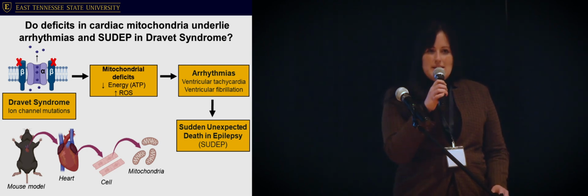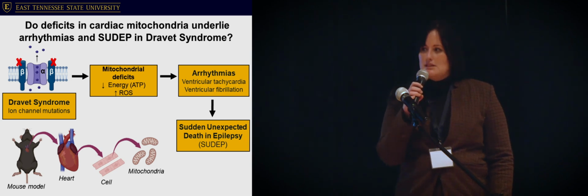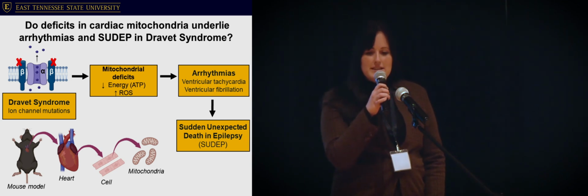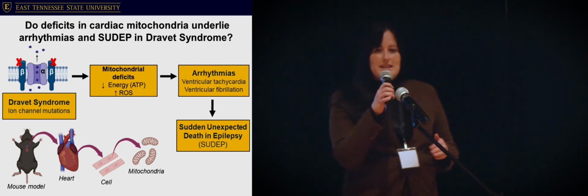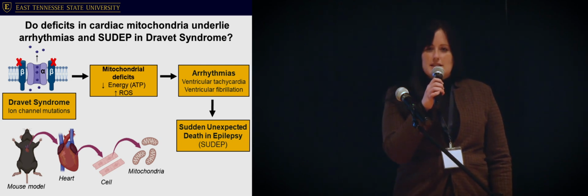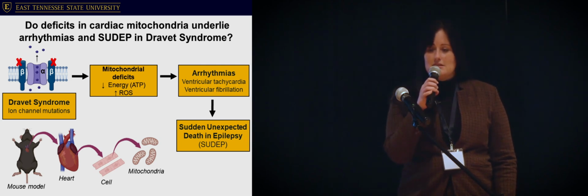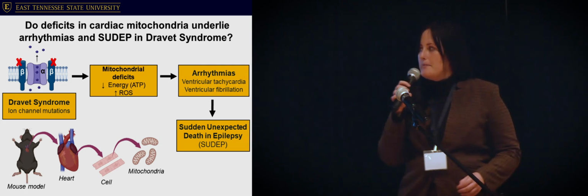However, as a consequence of mitochondrial ATP production, they also produce chemicals known as reactive oxygen species, or ROS for short. When ROS accumulate to high levels within the cells of our hearts, this can cause cellular dysfunction and also these cells to die, which can lead to arrhythmia.